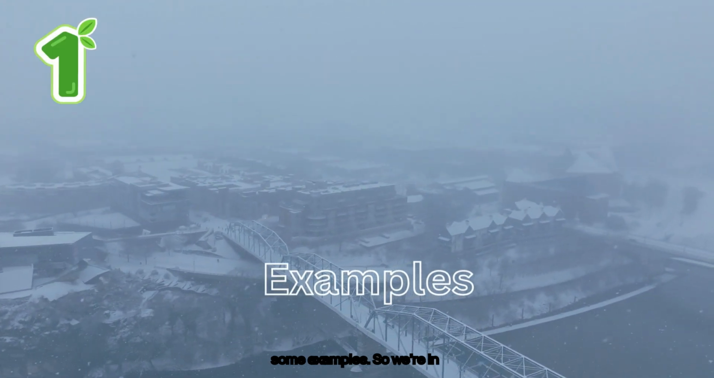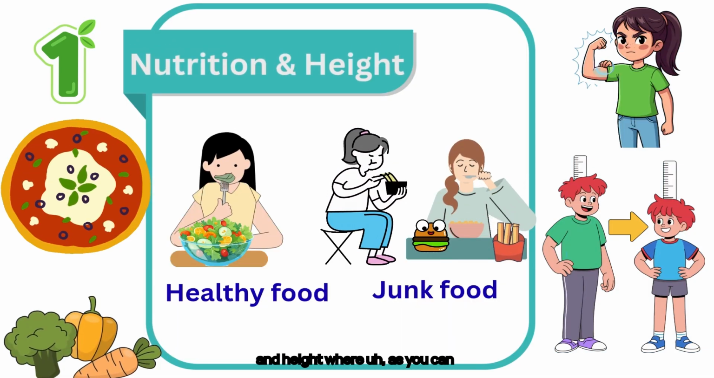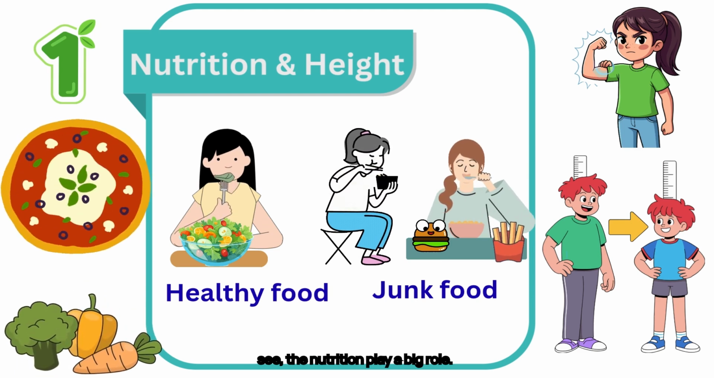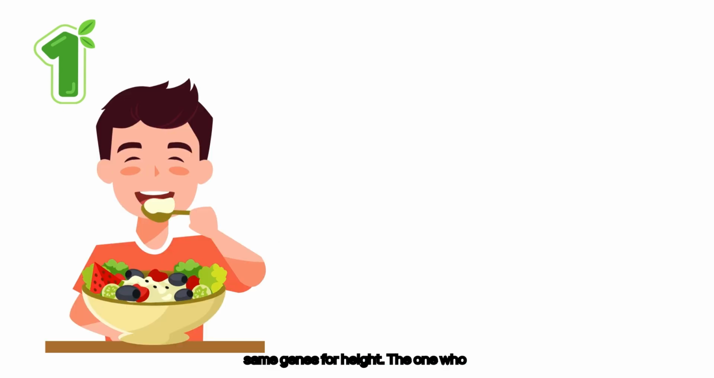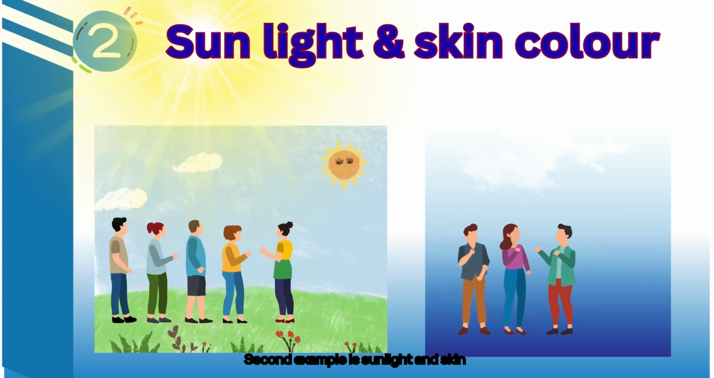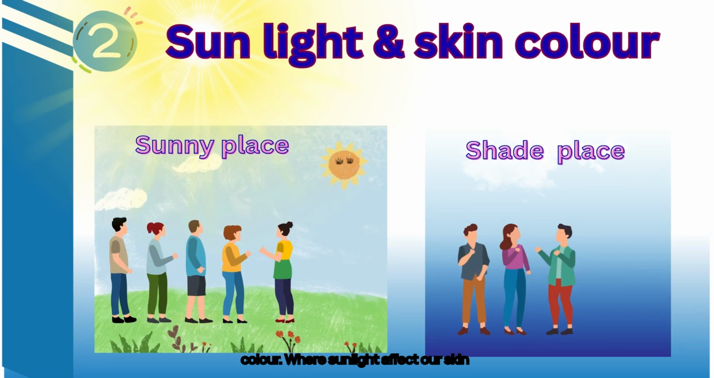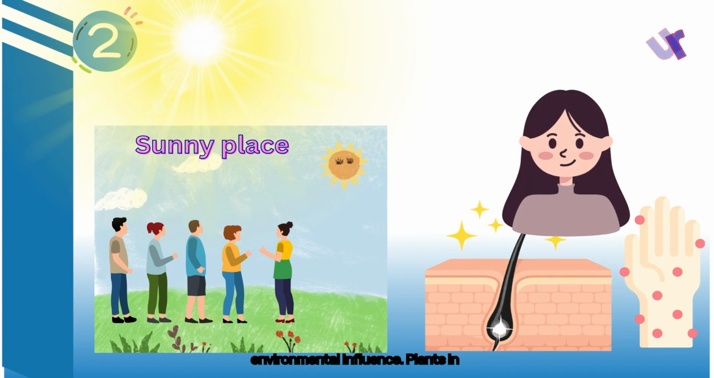The first example is nutrition and height, where as you can see, nutrition plays a big role. Even if two children have the same genes for height, the one who eats a balanced diet grows taller and stronger. The second example is sunlight and skin color, where sunlight affects our skin color. People who live in sunny places develop more melanin to protect their skin. A great example of environmental influence.